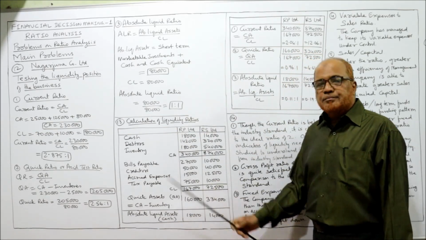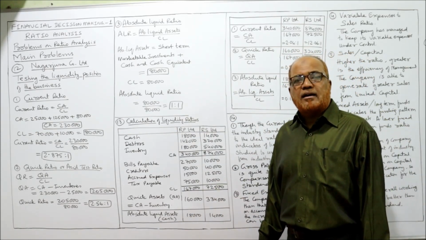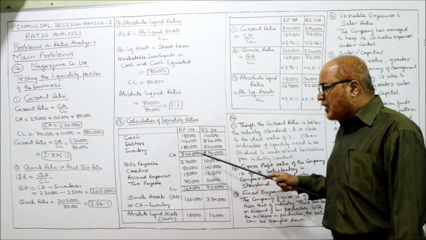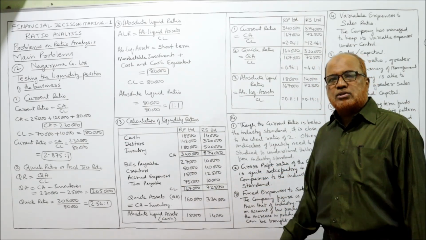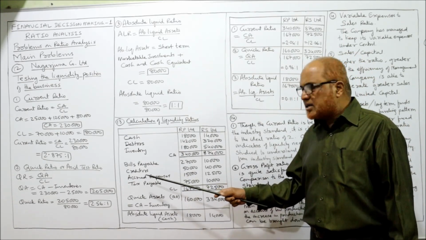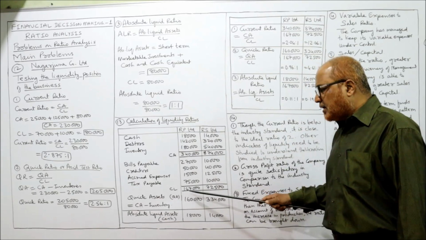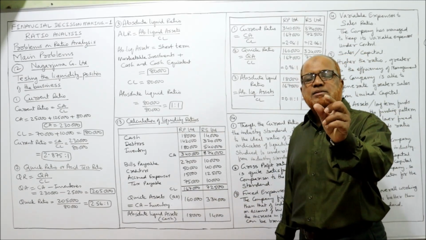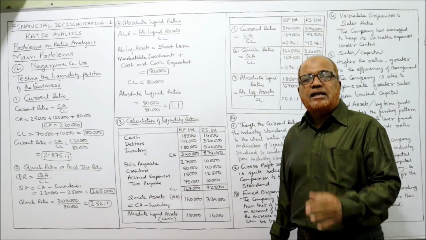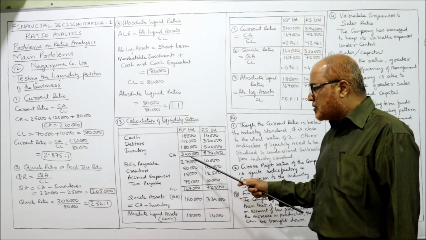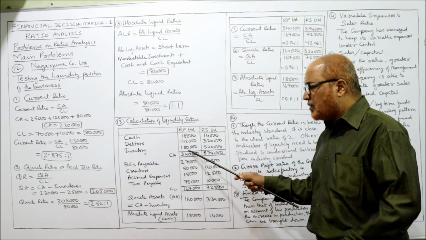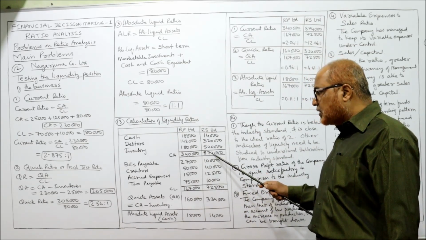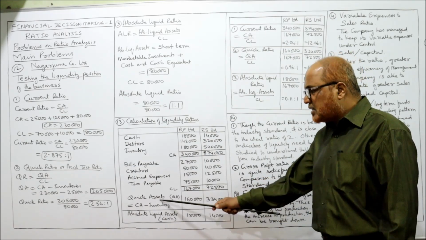First of all, we have calculated the current assets and current liability for both the companies. The three current assets are cash, debtors, inventory. Add up the three, and we get current assets of 3,40,000 and 8,74,000. The four current liabilities are bills payable, creditors, accrued expenses, tax payable. The totals are 1,67,000 and 72,500. Now quick assets means current assets minus inventory. Current assets are 3,40,000, minus inventory 1,80,000, you get 1,60,000. Similarly, 8,74,000 minus 5,40,000, you get 3,34,000. These are the quick assets.